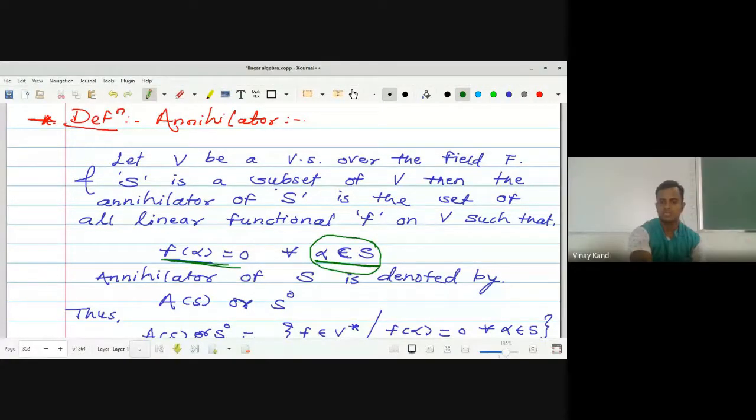Okay, in the last lecture we saw the definition of annihilator. What is an annihilator? Let V be a vector space over the field F and S a subset of V. Then the annihilator of S is the set of all linear functionals f on V such that f of alpha is equal to 0 for all alpha belonging to S. It is denoted by S dot or A of S.